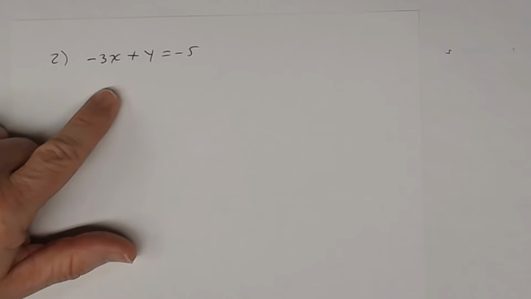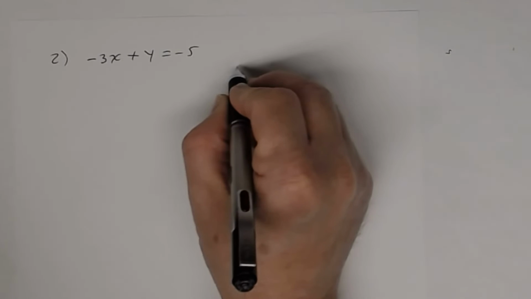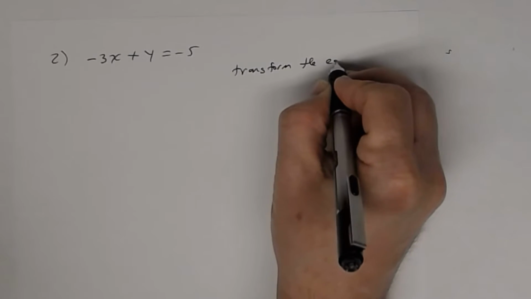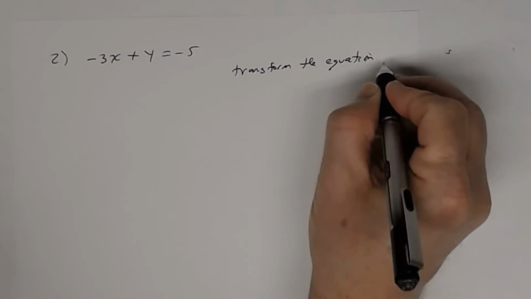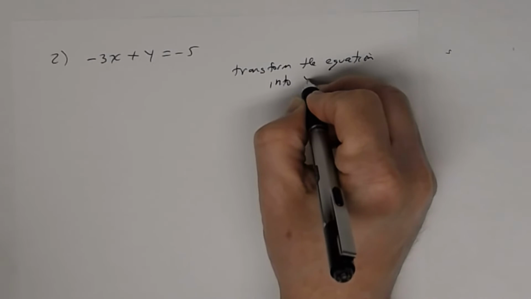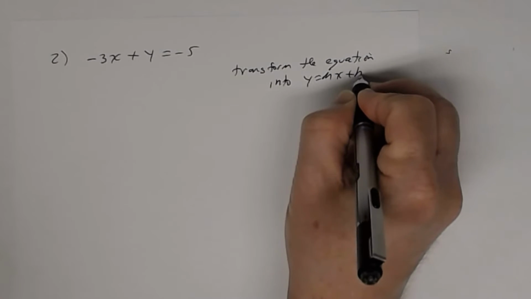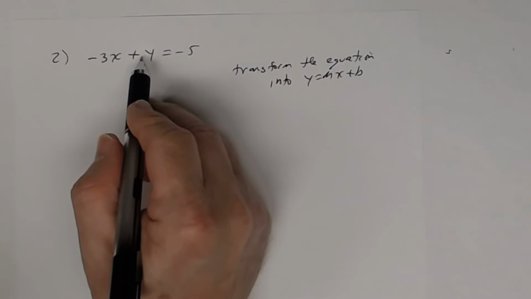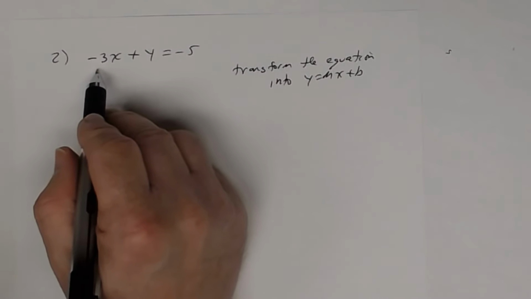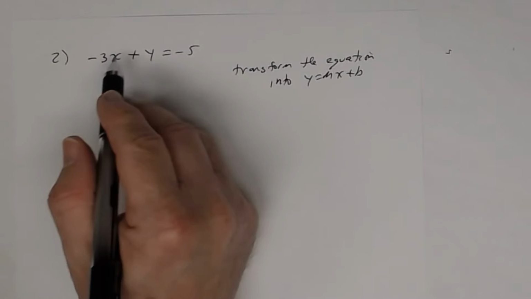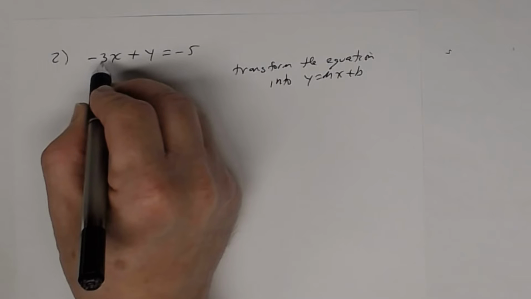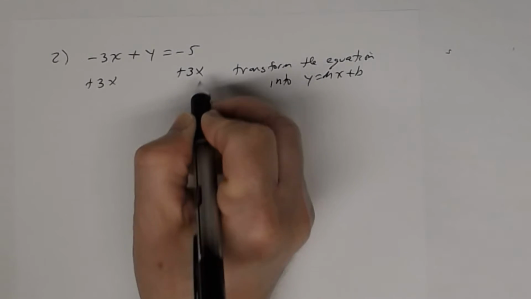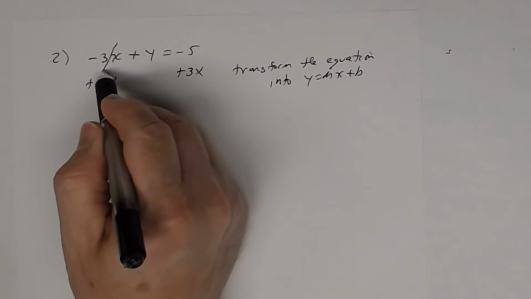All right, so we got to put this in slope-intercept form. So remember, we got to transform the equation into slope-intercept form, into y equals mx plus b. So we're going to get y by itself. Now this is not that bad, because notice the coefficient of y is a positive 1. So all we have to do, this is an easy one, isn't it? All we have to do is bring that term negative 3x to the other side. So we're going to add 3x to both sides. And when I combine like terms, these are opposites.